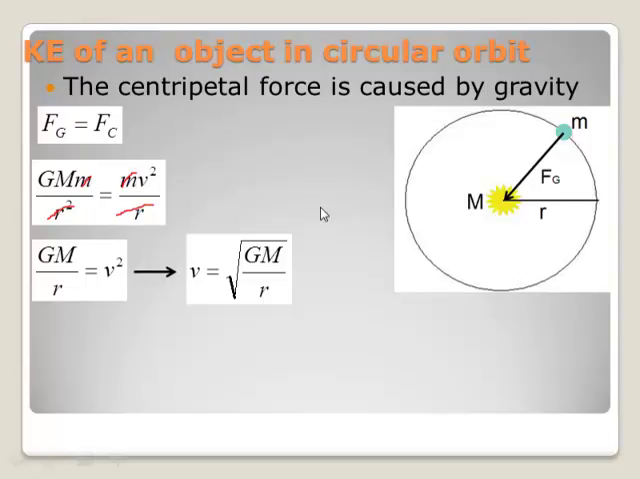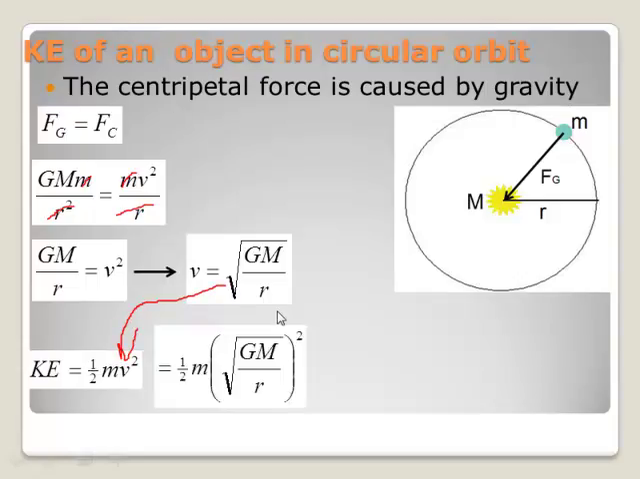Now the kinetic energy of this object is 1/2 mv squared. So we simply plug this in right here. And when you square a square root, the square root part goes away, and we end up with the kinetic energy of an object in circular orbit being equal to this expression right here. So that'll come in very handy in this video.